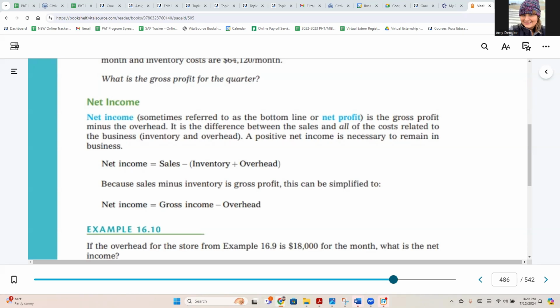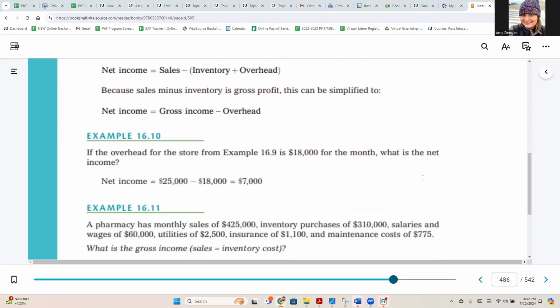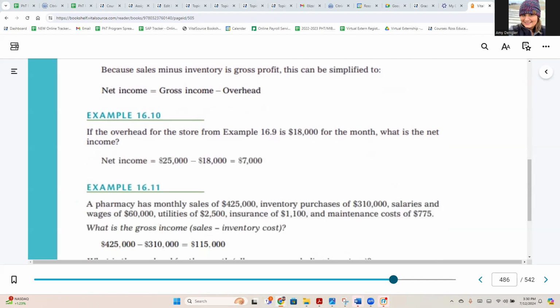Net income, sometimes referred to as the bottom line or net profit, is the gross profit minus the overhead. It is the difference between the sales and all of the costs related to the business. A positive net income is necessary to remain in business. So the net income is equal to the sales minus the inventory plus overhead. Because sales minus inventory is a gross profit, this can be simplified to the net income is equal to the gross income minus the overhead. And let's do example 16.10.